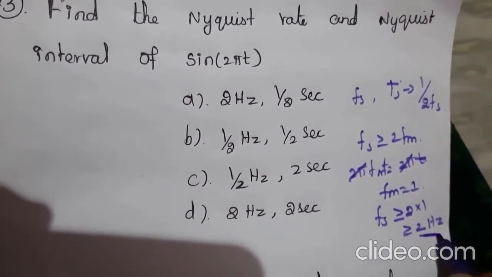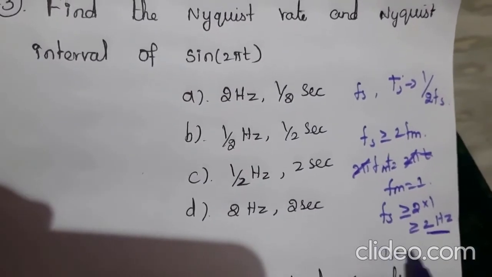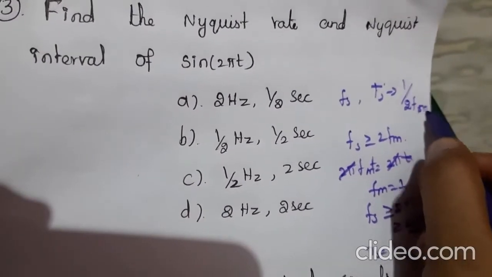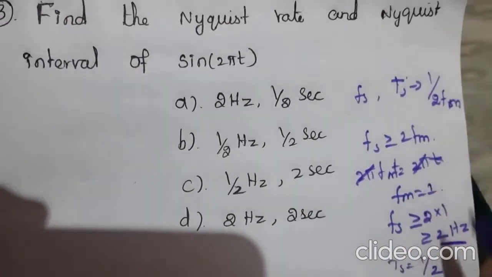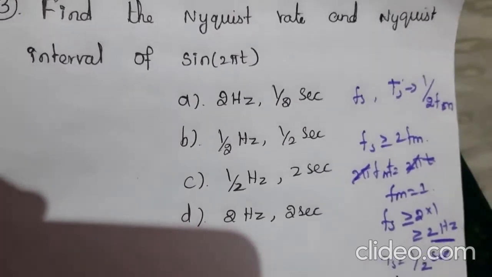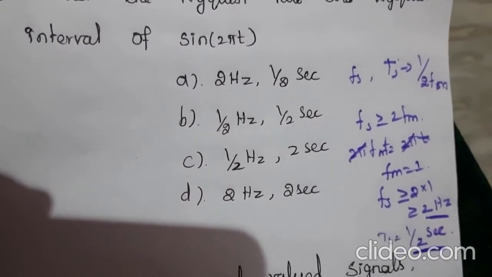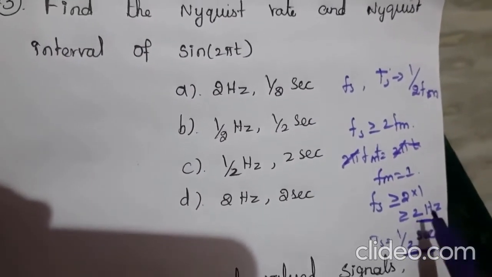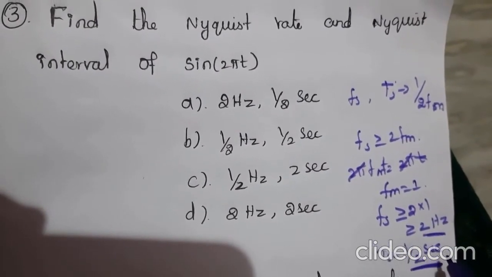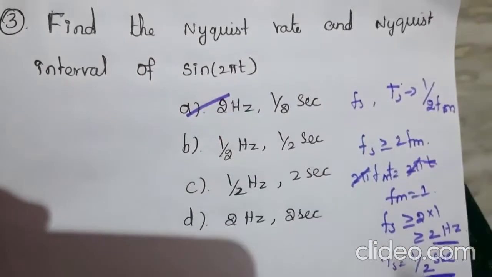So we get the Fs value here, and Ts equals 1 by 2 Fm, that is 1 by 2 second. This is the Nyquist interval. So the Nyquist rate is 2 Hz and the Nyquist interval is 1 by 2 second. So here the answer is A.